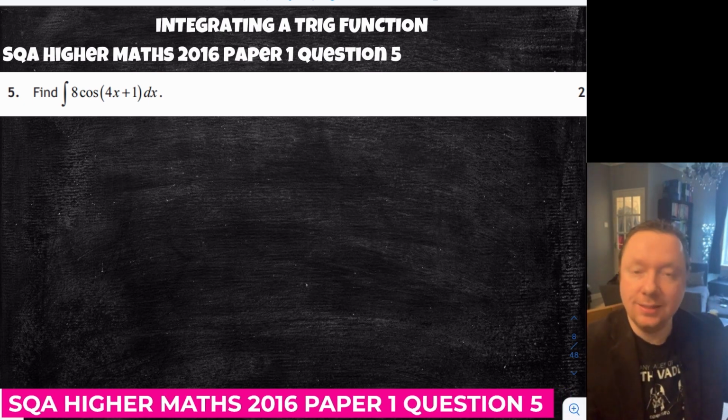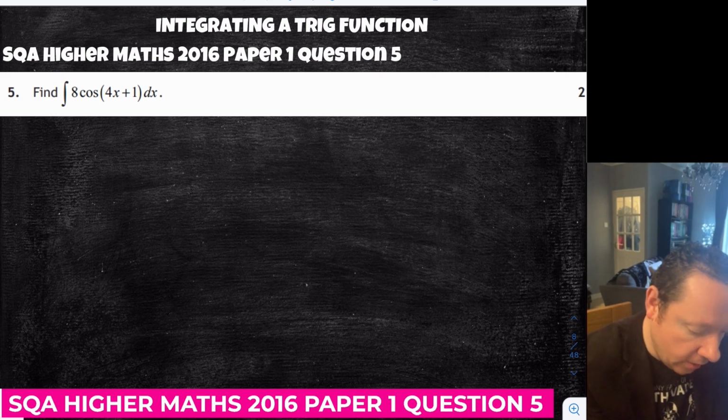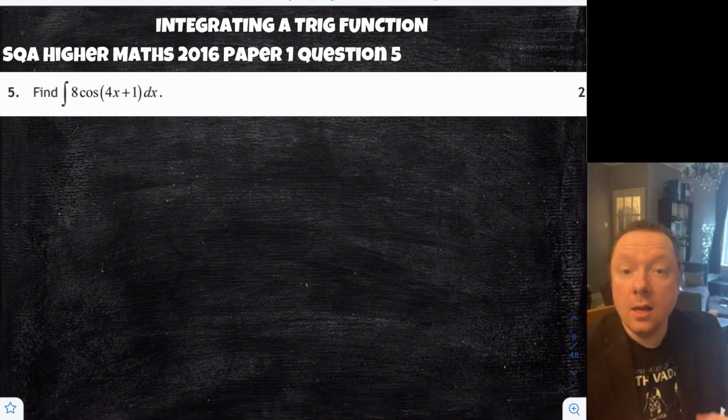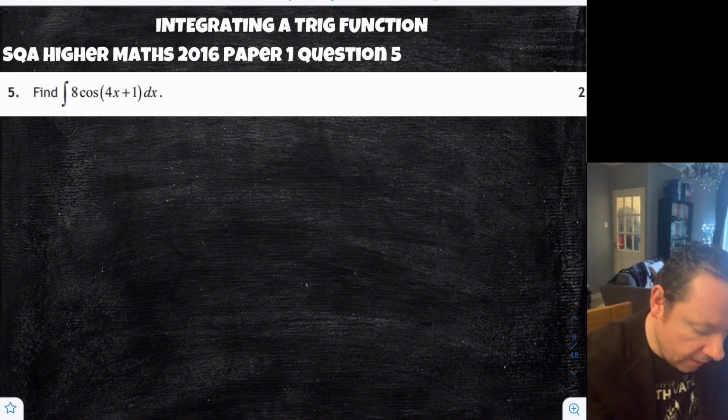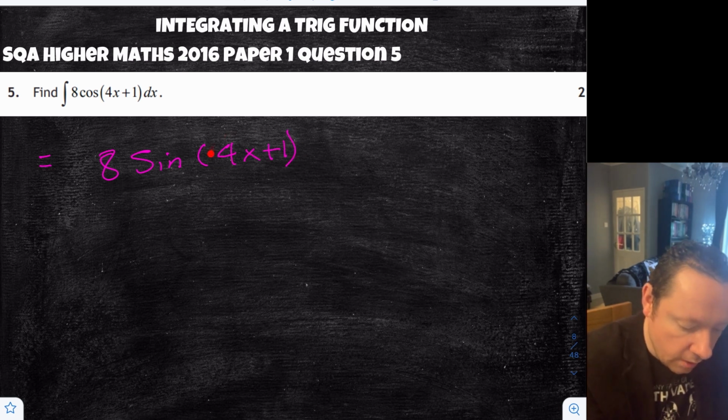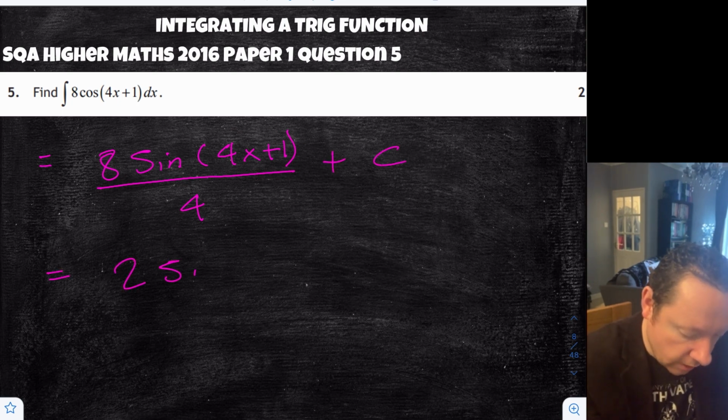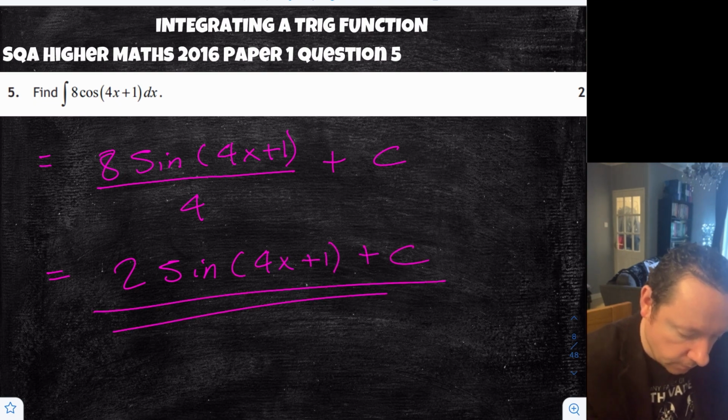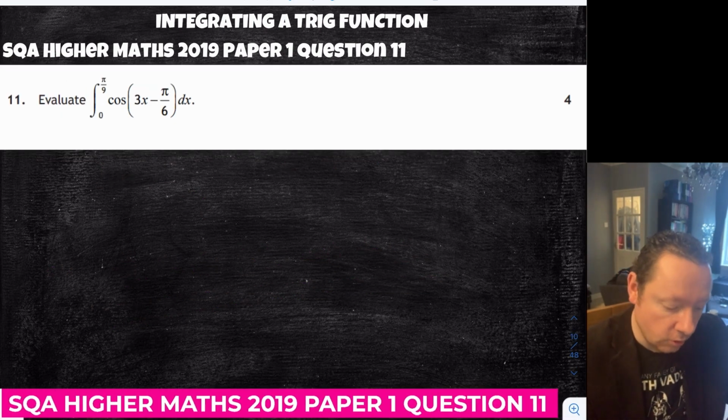Integrate a trig function with the chain rule. SQA Higher Maths 2016 Paper 1 Question 5. Integrate 8 cos 4x add 1 dx. Cos goes to sine, check the start of exam paper, so that equals 8 sine, the whole function 4x plus 1. But then I need to differentiate 4x plus 1, well that's 4, and divide by that. So divided by 4, and don't forget your plus c. 8 divided by 4 is 2, so we get 2 sine 4x plus 1 plus c. And we're done there.